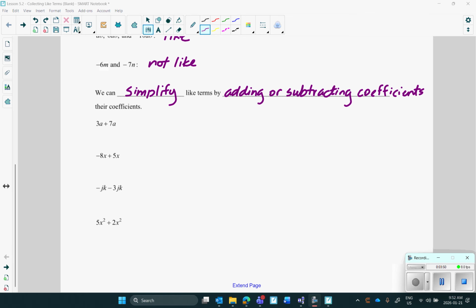How would you simplify 3a and 7a? 10a, just add the 3 and 7. So this would be the same as 3 plus 7 followed by an a, which is 10a. You don't need to write this. I'm just showing you how we get it. Negative 8x plus 5x. Negative 3x, because you do negative 8 plus 5, and then follow that with an x, and you get negative 3x.